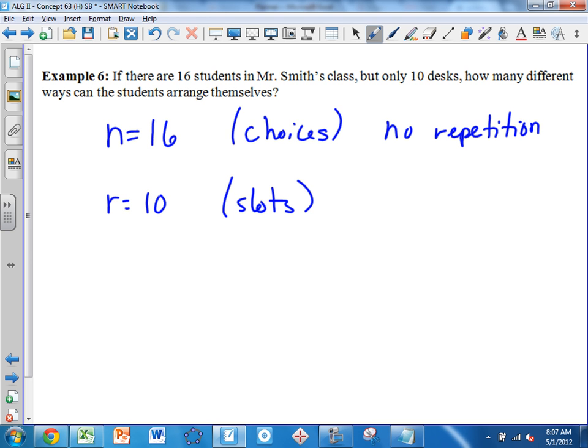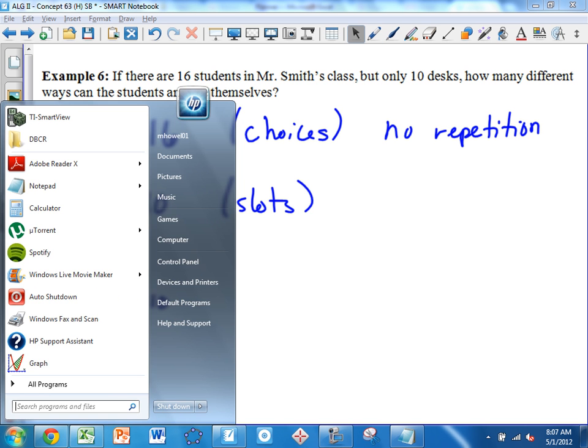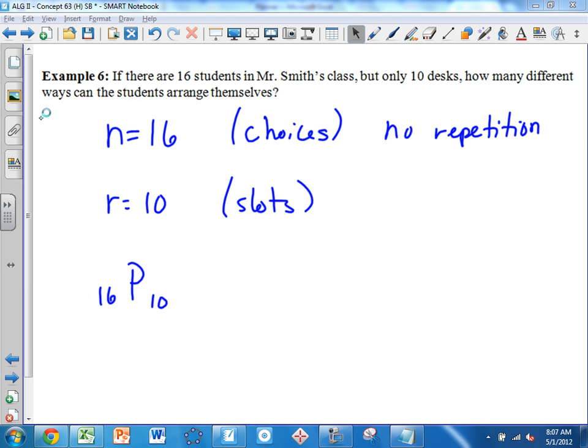What did I say yesterday? If there's no repetition, then you can use a calculator. If there is repetition, you can't use your calculator. Very good. Good memory there. So what do we do? Very good. 16P10. I said 6, I wrote 16. Thank you.